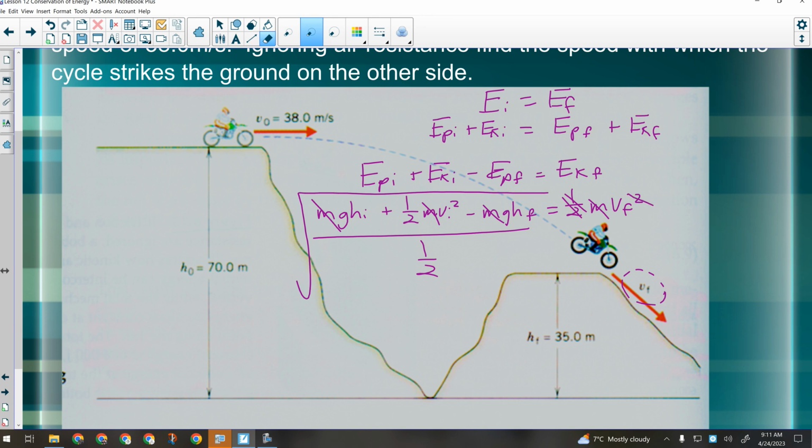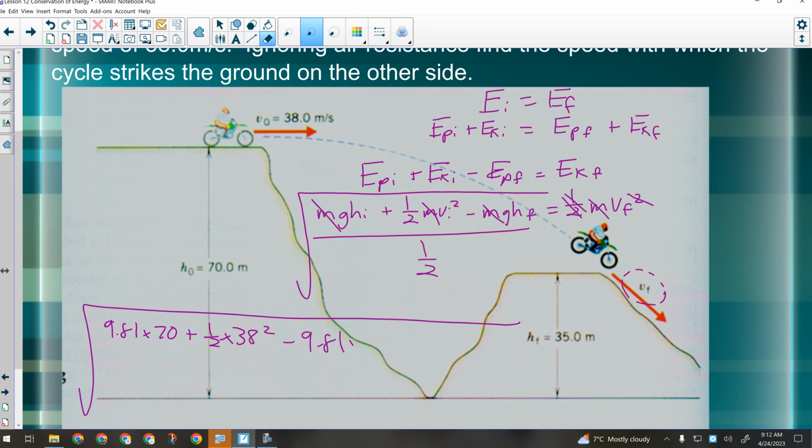Okay, so if I'm plugging in all my numbers here, do you do gravity times height? Yep. Okay, so that first one, gravity times initial height, so that's going to be 9.81 times 70, plus 1/2 times 38 squared, that's my initial speed, minus 9.81 times 35, that's my final potential, okay, divided by 1/2.